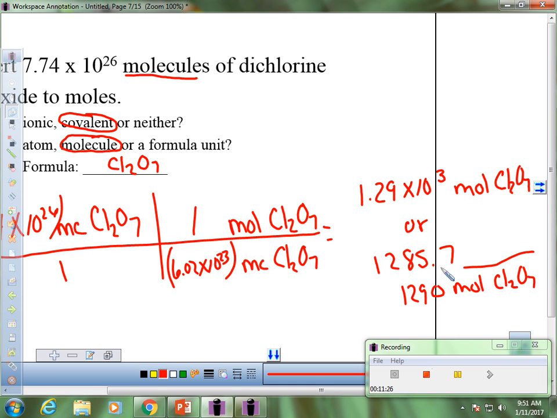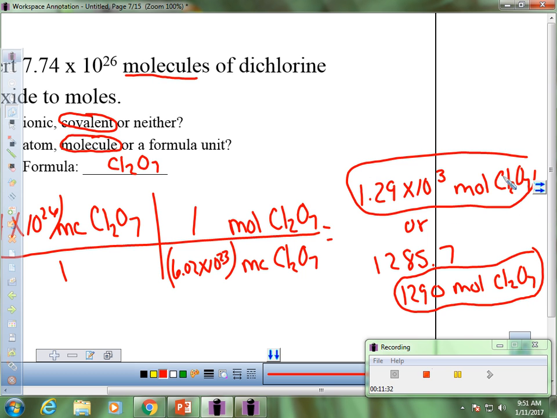Cl2O7. I usually do not count off for sig digs in the regular class. So if you had put 1285.7, I'd be quite happy. So then we would have our unit and our label, because notice these are going to cancel out. So we're going to divide that number by that number, because one's on top and one is on bottom. All right.